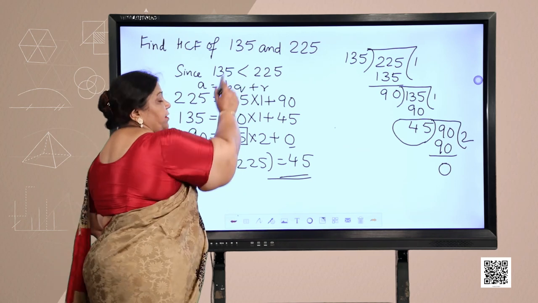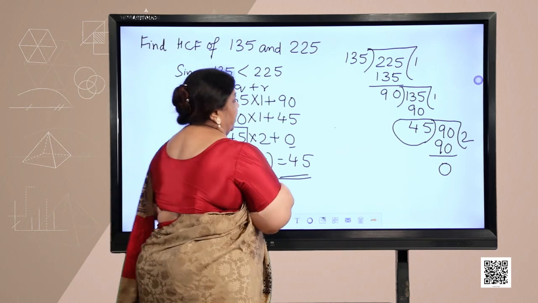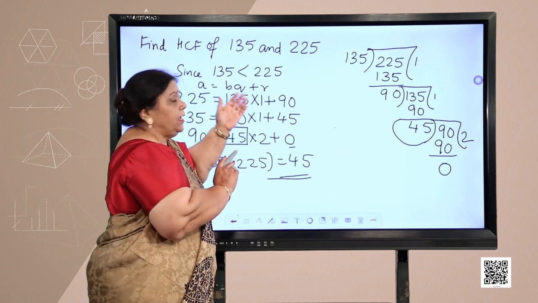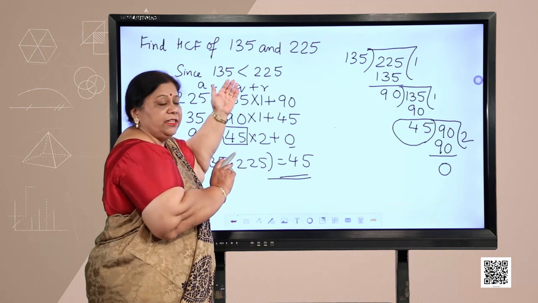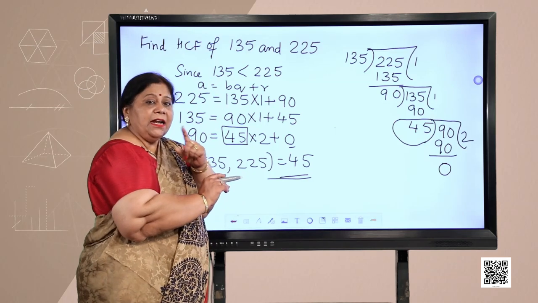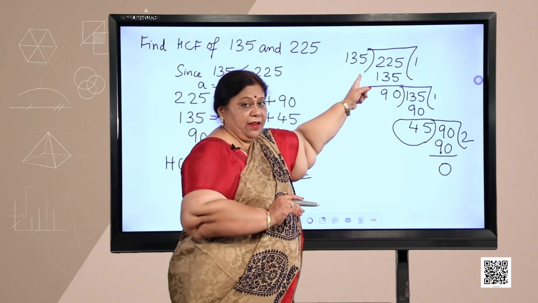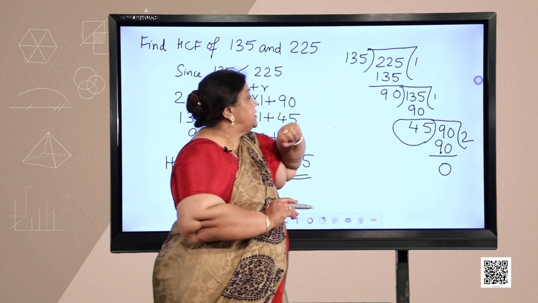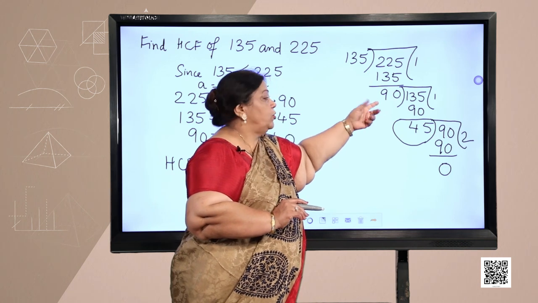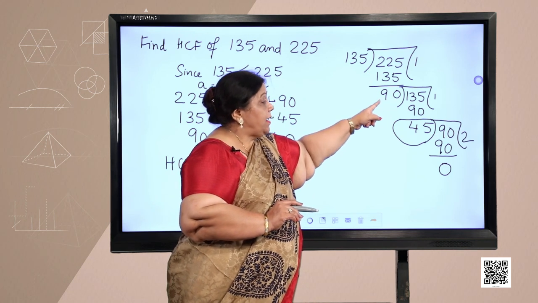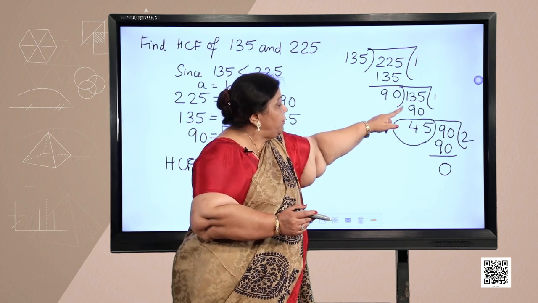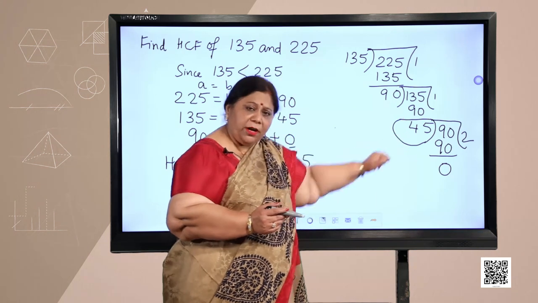We have the numbers 135 and 225. We have to first find out which is the smaller number. Here we can see 135 is smaller than 225. So 135 becomes our divisor. We will take 135 and divide 225. You can see that it is going one time, 135, and when we subtract in normal division, we get 90, but 90 is not equal to 0. So we will take up 135 again and we will divide and see, we get here remainder as 45.